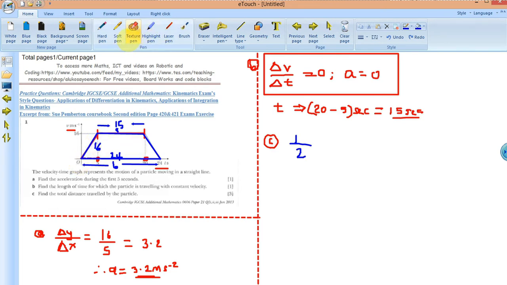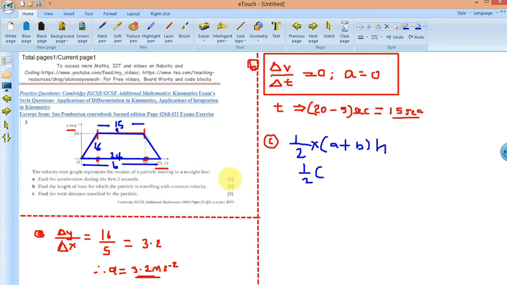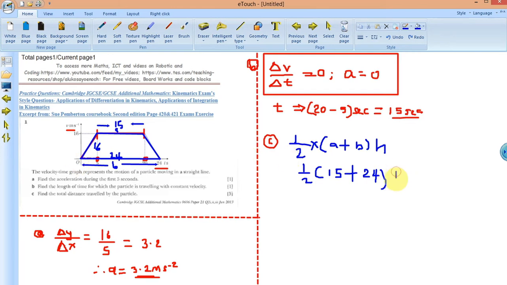So let's go ahead and complete. Half times A plus B, that's the area of a trapezium, guys, times the height. So half times the sum of parallel sides: 20 minus 5, that is 15, plus 24 minus 0, that is 24. And the height is what? 16 minus 0, that is 16.